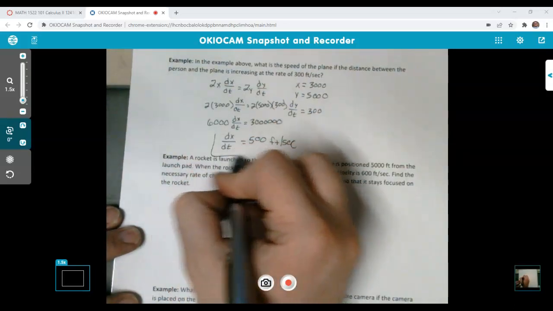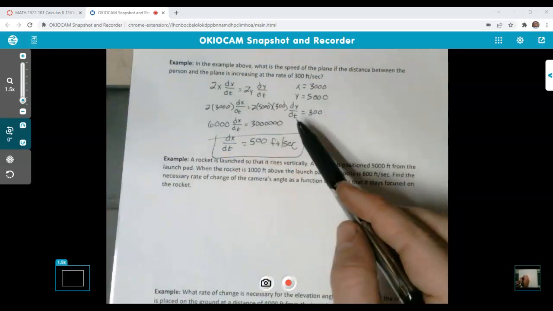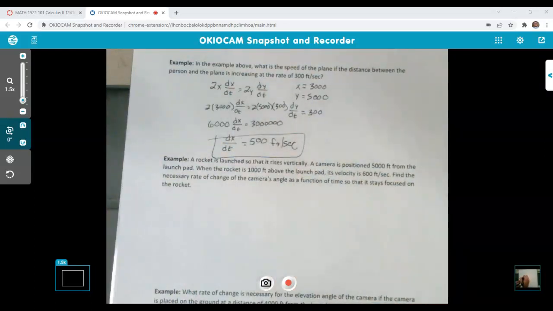So for this one, we just used the same thing. We just had to pull, again, a dy/dt and solve it for dx/dt. All right, moving on to the next one.